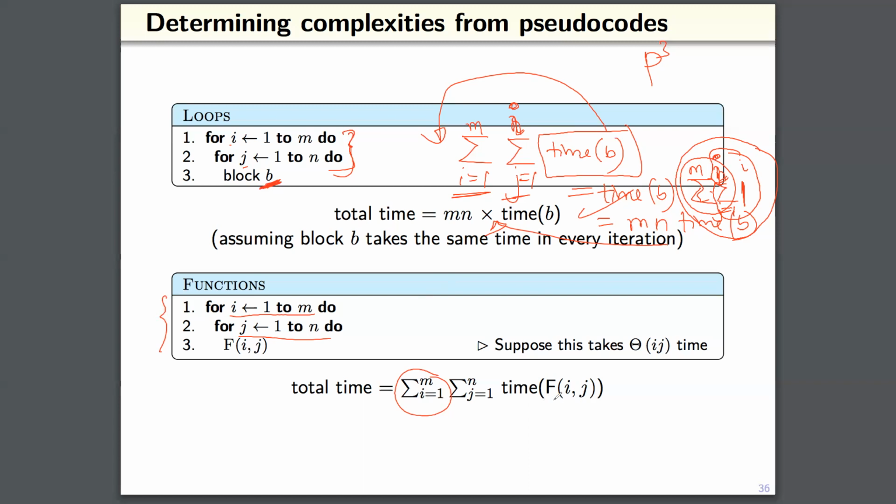Right. So here, this function is dependent on ij. So you cannot write it as f of m comma n times mn. Solve this problem. Suppose f of ij takes theta of ij time. What is the complexity?